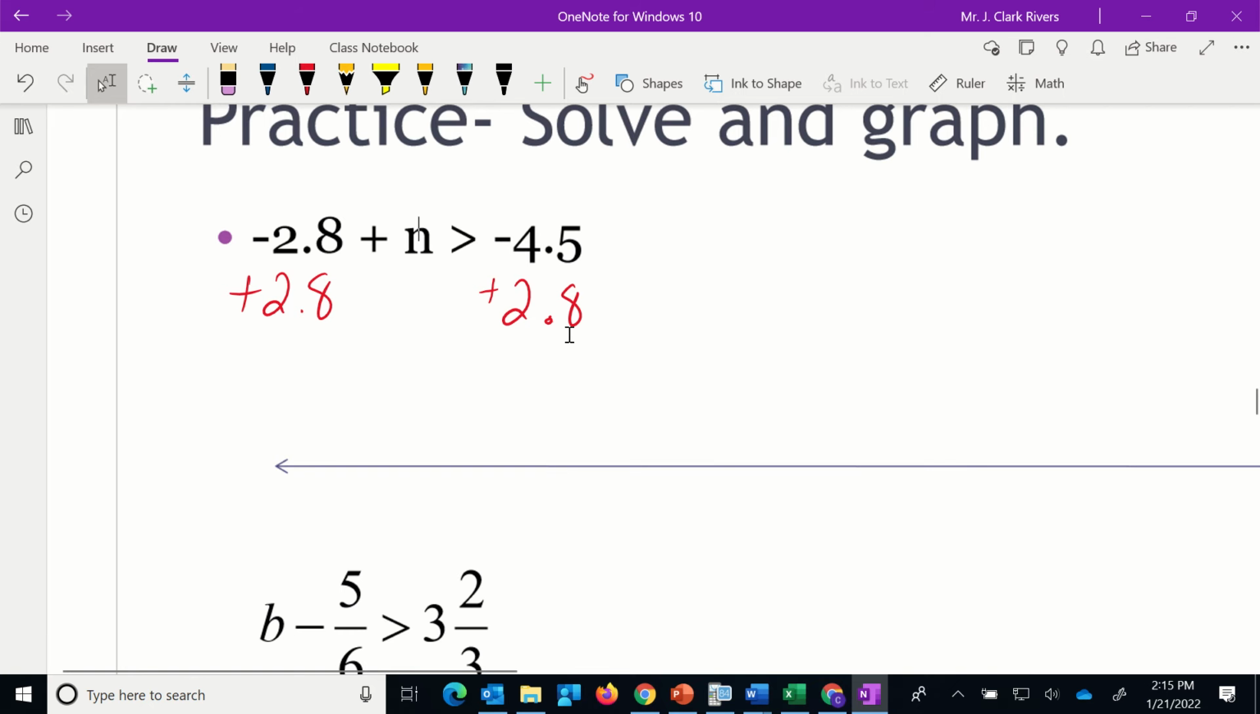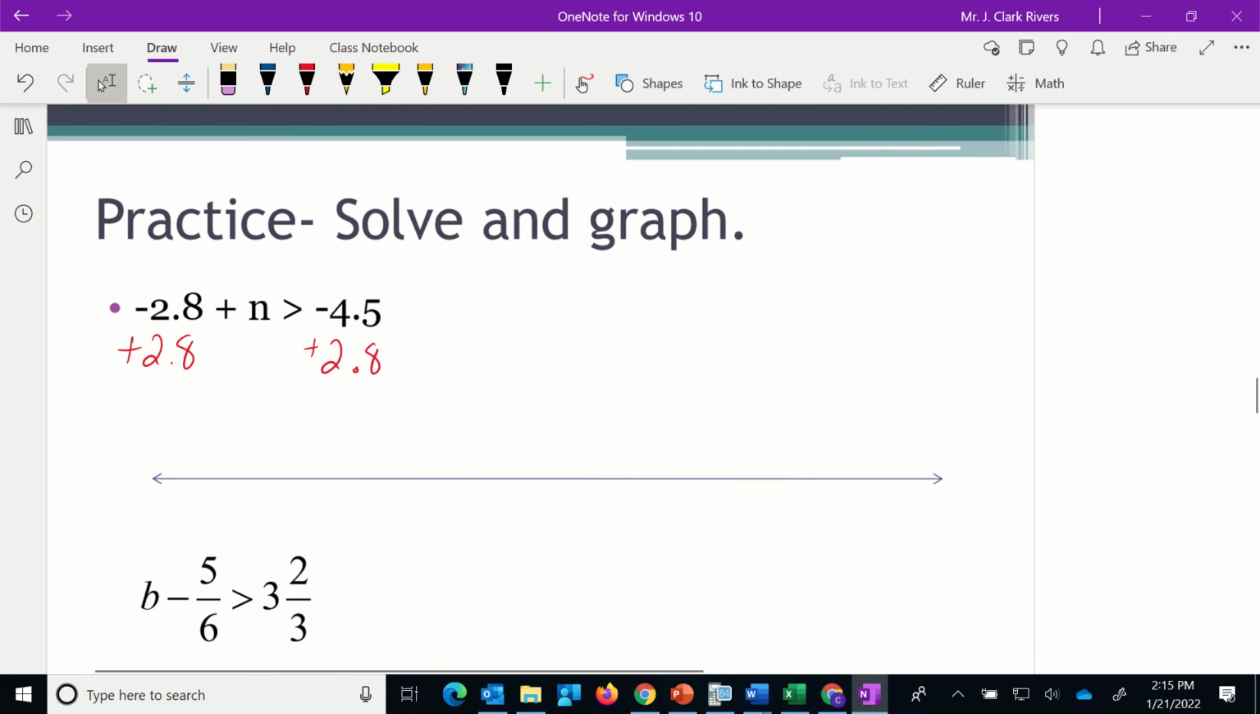Negative 4.5 plus 2.8, Pierre, you said that's going to be negative, right? So what I'm going to do, I'm going to take 4.5 and subtract from that 2.8. Now this is going to be what, Pierre? Positive or negative? 4.5 minus 2.8, that's going to be positive, right? So whatever this difference is, I'm going to take that difference, I'm going to change the sign.